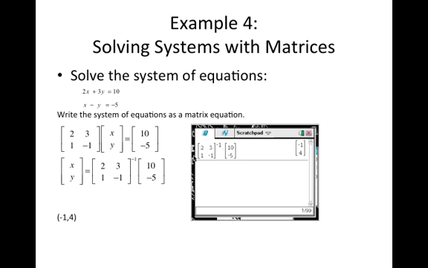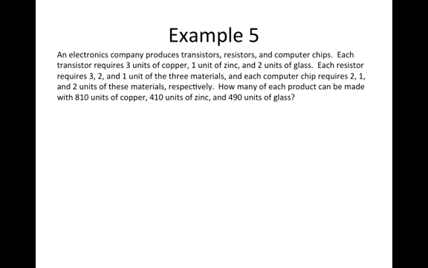Super duper easy, fast. Just make sure you enter the correct thing into your calculator. All right, so example 5, here's a word problem. An electronics company produces transistors, resistors, and computer chips. So it produces 3 things, okay?